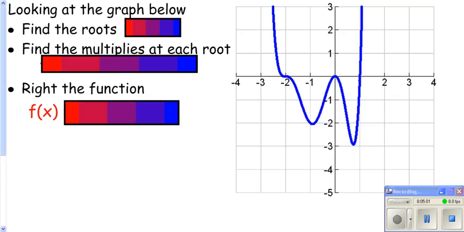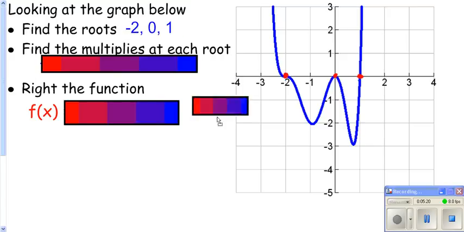So take a look over here at this graph. We want to find our roots, and we want to look at the multiplicities, and then from there we want to be able to write our answers. So as you look over here, your roots are where it's crossing. So here at 1, at 0, and at -2. So those are your roots.